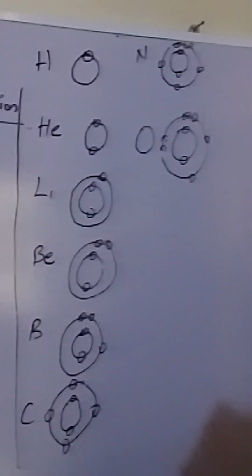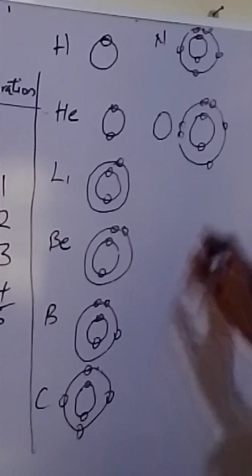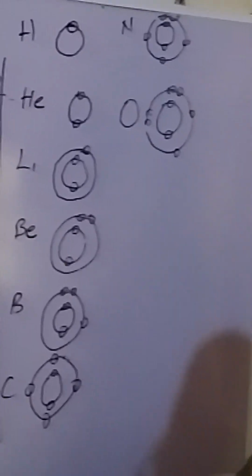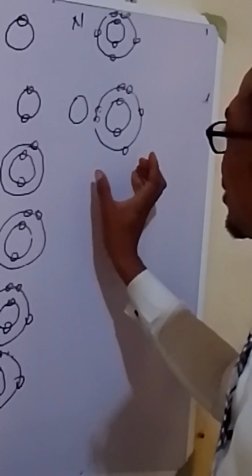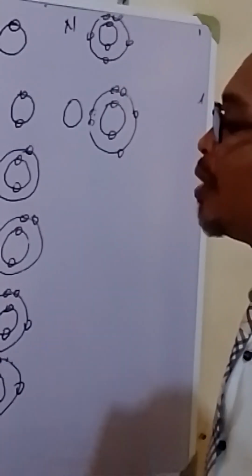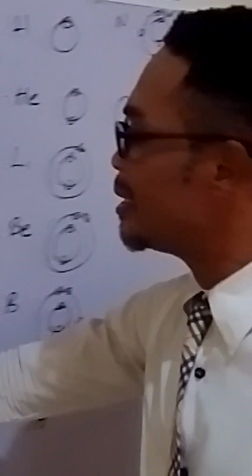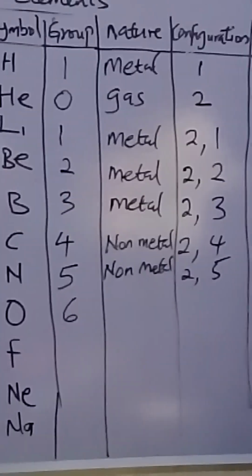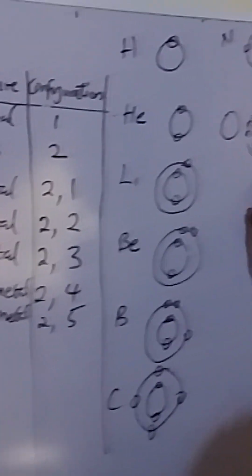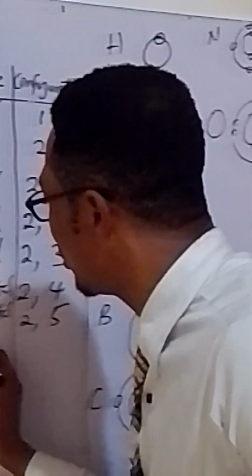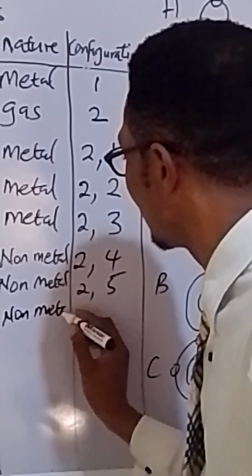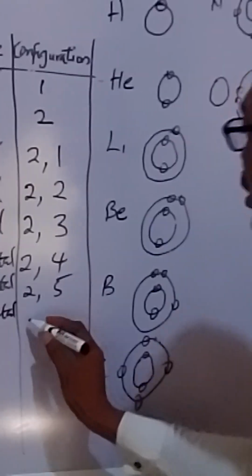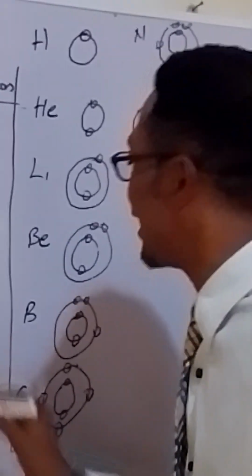should be a non-metal, but oxygen is usually pairing up to become a gas. When it pairs up with itself, it forms a gas. But as it is now, it's an oxygen atom, oxygen element, which is a non-metal. So the configuration is 2, 6.